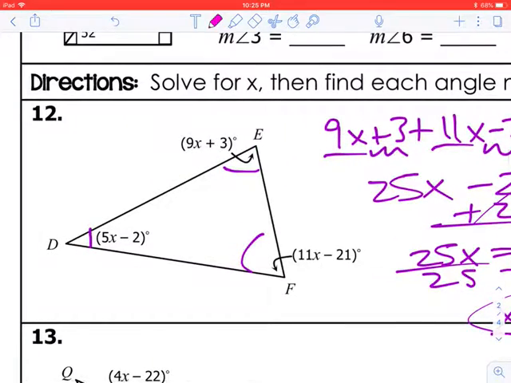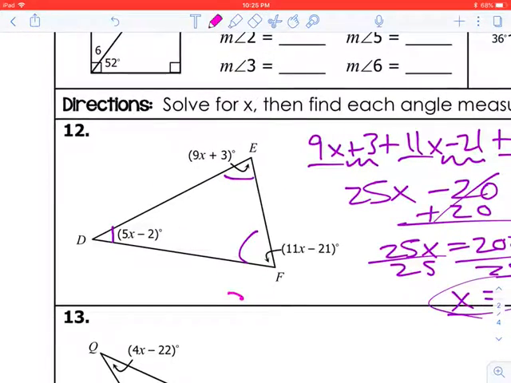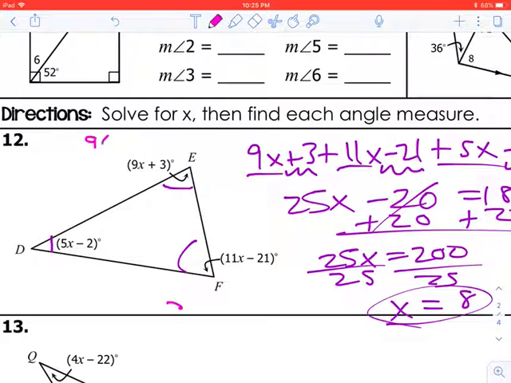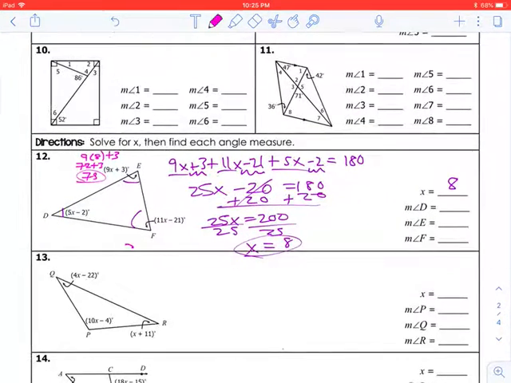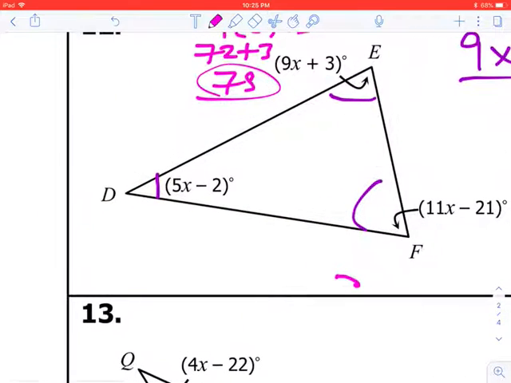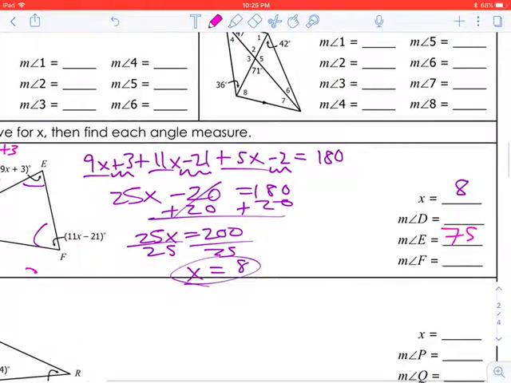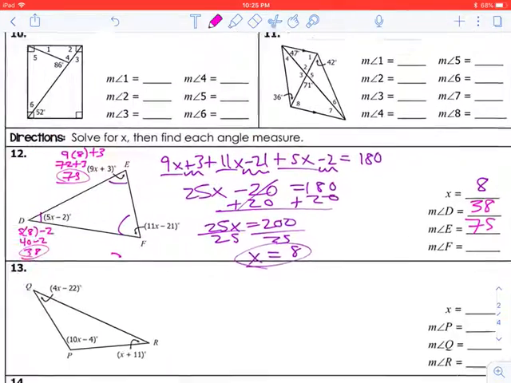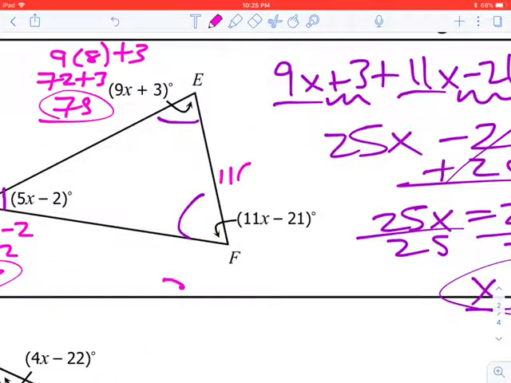So if that's 8, now we can find all of our angles by just plugging it in. Plug in 8 for x. I get 9 times 8 plus 3. So 72 plus 3 is 75 for E. So angle E, 75. Same thing for D. So 5 times 8 minus 2. That's 40 minus 2, which is 38 for D. So D, 38. And then the last one, 11 times 8 minus 21. That's 88 minus 21, which is 67. So 67 for F.